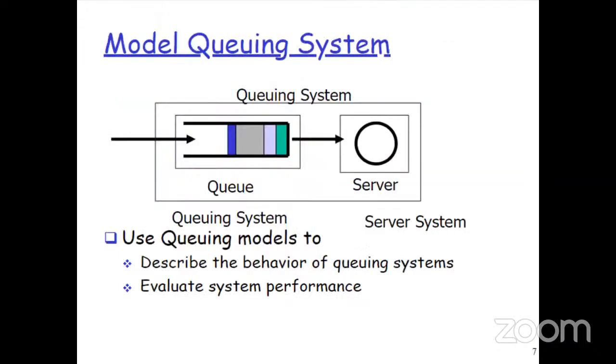So, model of a queuing system: the queue and the server. We use queuing models to describe the behavior of a queuing system and evaluate system performance. If there is one single server, then only one queuing system is applied.